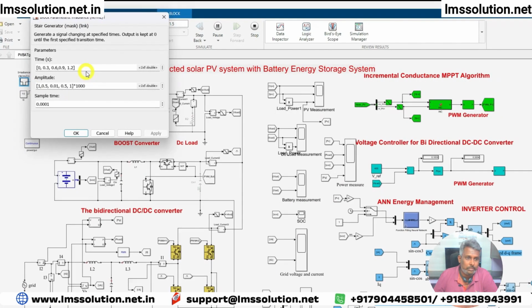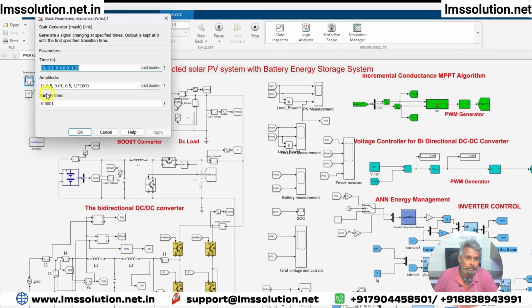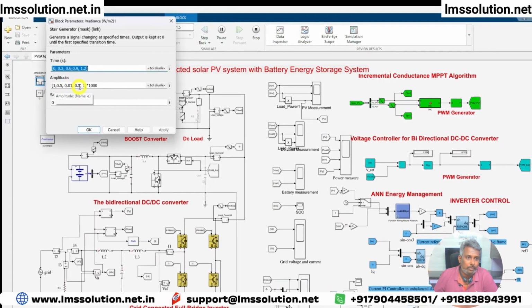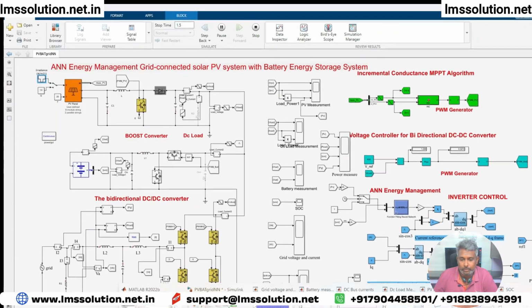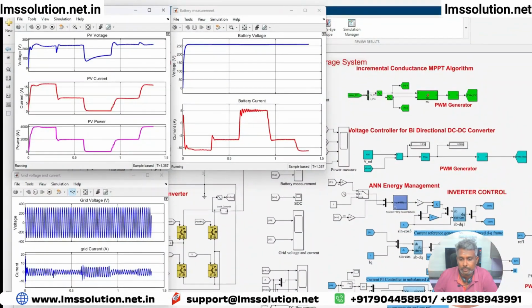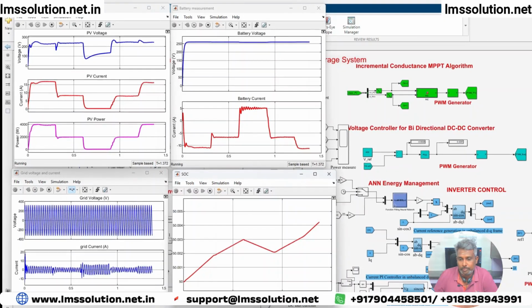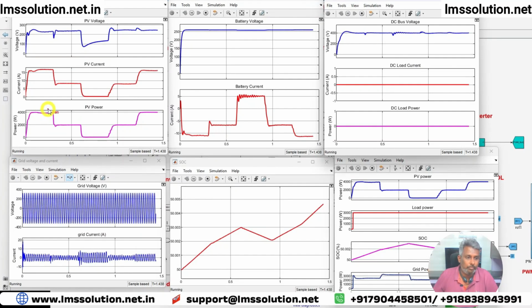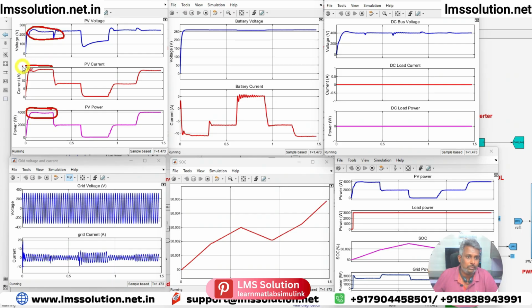Here we are changing the irradiation every 0.3 second from 1000 to 500, 500 to 10, 10 to 500, 500 to 1000. For that, we are checking the results, and we are fixing the initial SOC of the battery at 50%. Now for 1000 watts per meter square, the PV is generating around 4000 watts, the voltage is around 245 volts, and the current is around 16 amps.